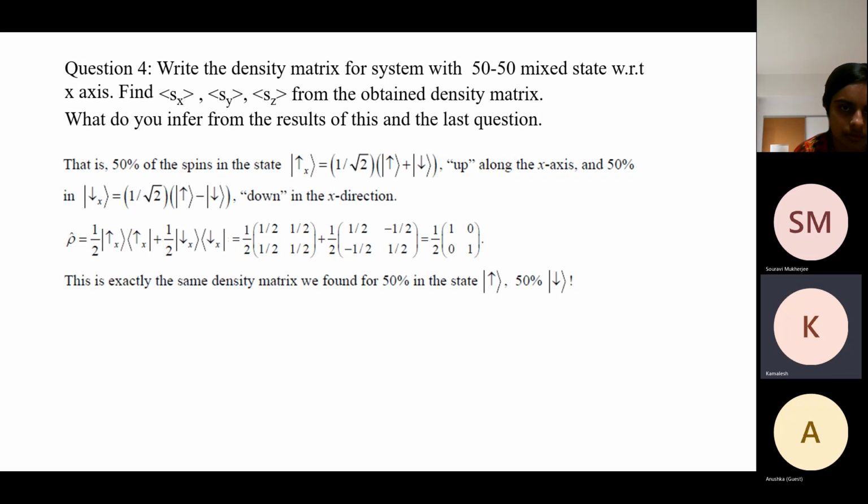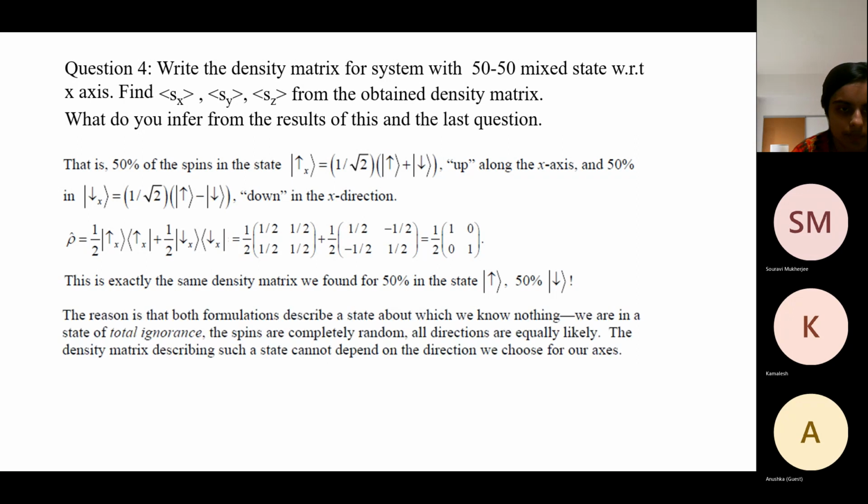Same again, the probability, the same logic, right? So if you have whatever is up and then the down, if they are equal, then they'll cancel each other. And on average, the spin is 0, right? So what this tells you is that the only difference between this question and the last question was that in that system, it was 50-50 up down along z. Here it's 50-50 up down along x.